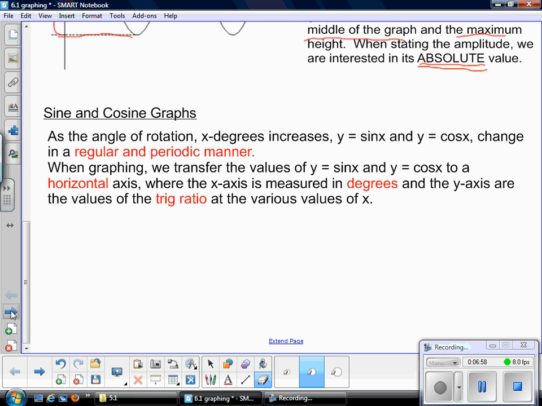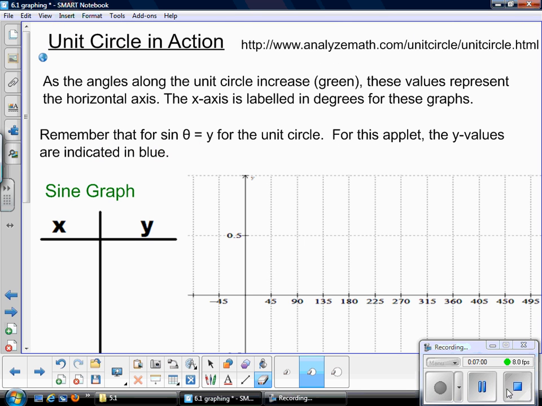So let's actually look to see what this looks like. I left the link here for you so that if you want to go and play with it again yourself, you can do that. It's up here so you can see it. I'm going to go to this link and we're going to watch this unit circle in action. What we're going to be looking at is the green line, which is the angles, as well as the blue. So we're going to be looking at blue and green. Just hold on a second while I bring that up.